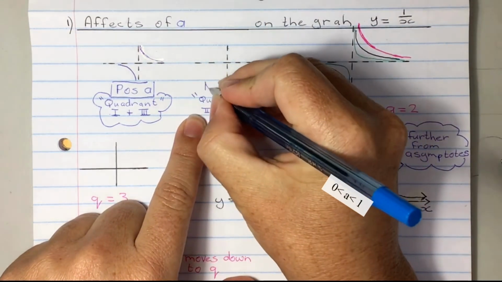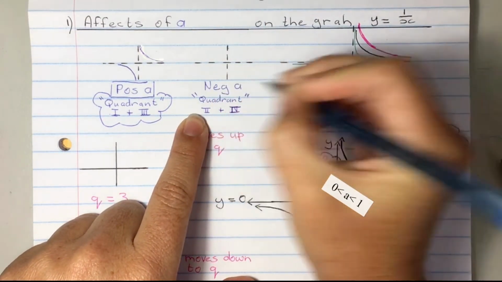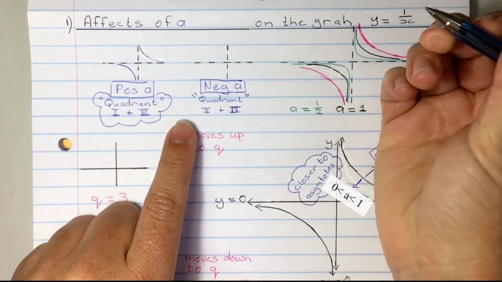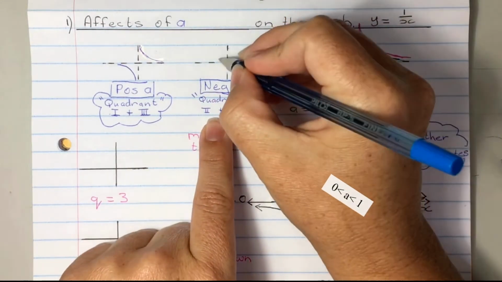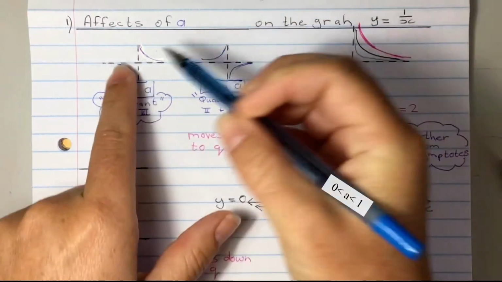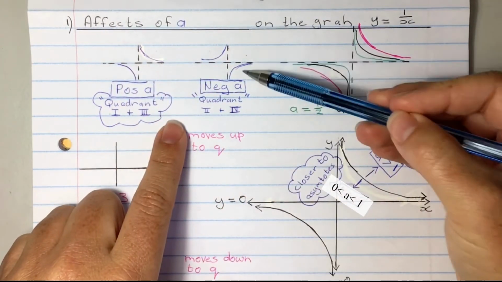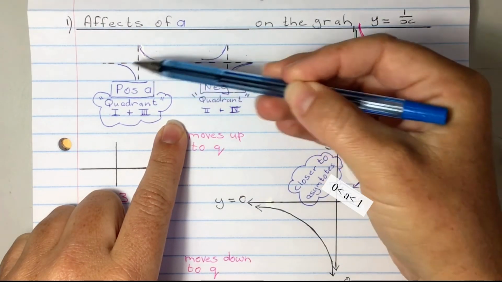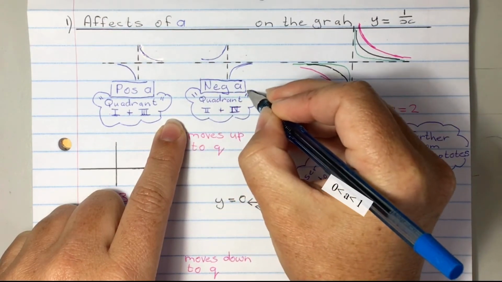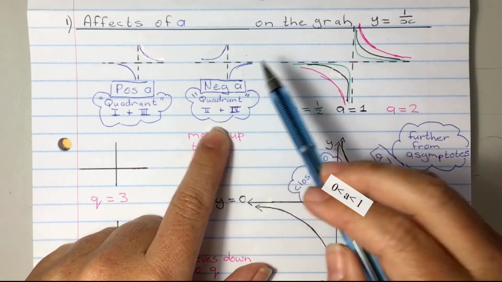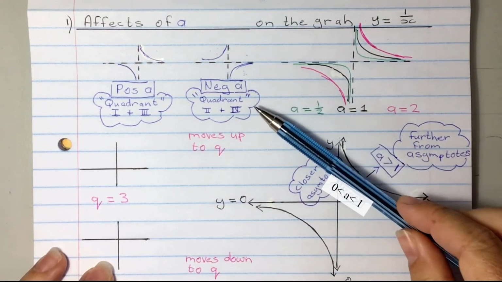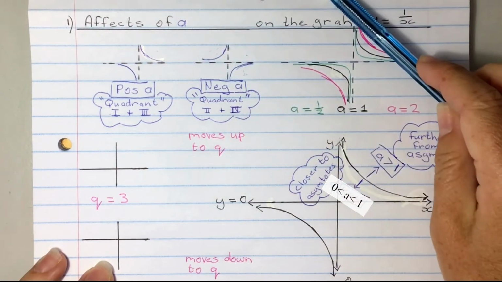So if we get a negative A over here, then our graph is going to be in the other quadrants. So it's going to be over here and over here. So notice it's the flipped version. Okay, so that's been reflected down there and that one's been reflected up there. And so we get our two pieces in quadrant 2 and quadrant 4. And that is our A variable in our formula.